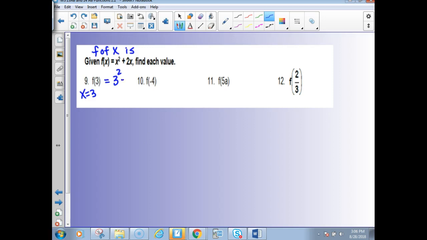If I can finish writing. That's 9 plus 6, so the answer would be 15. The f of 3 is 15.